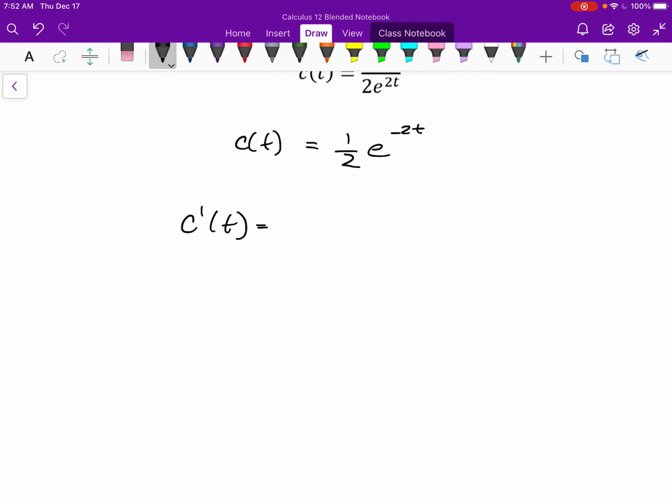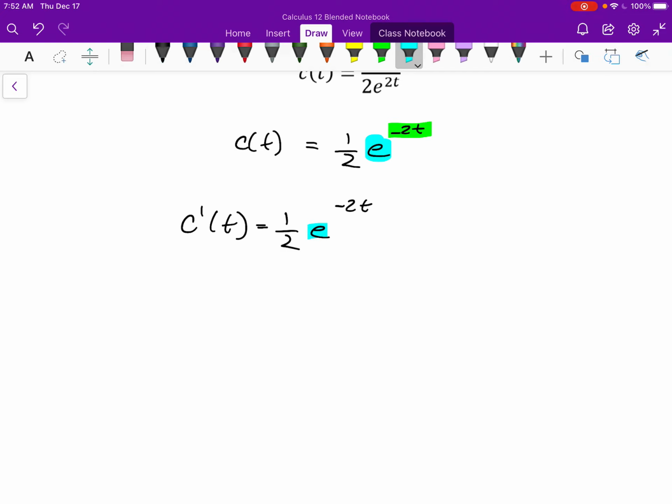All right, so what do I have here? I have 2 layers of functions here. This constant of 1/2 doesn't really affect things much. So the most important thing is I have an exponential function, and on the inside of the exponential function, I have a linear function. So I have 2 layers. So first I need to differentiate the outer layer, leaving the inner part alone. And so the derivative of 1/2 e to the negative 2t so far is 1/2 e to the negative 2t.